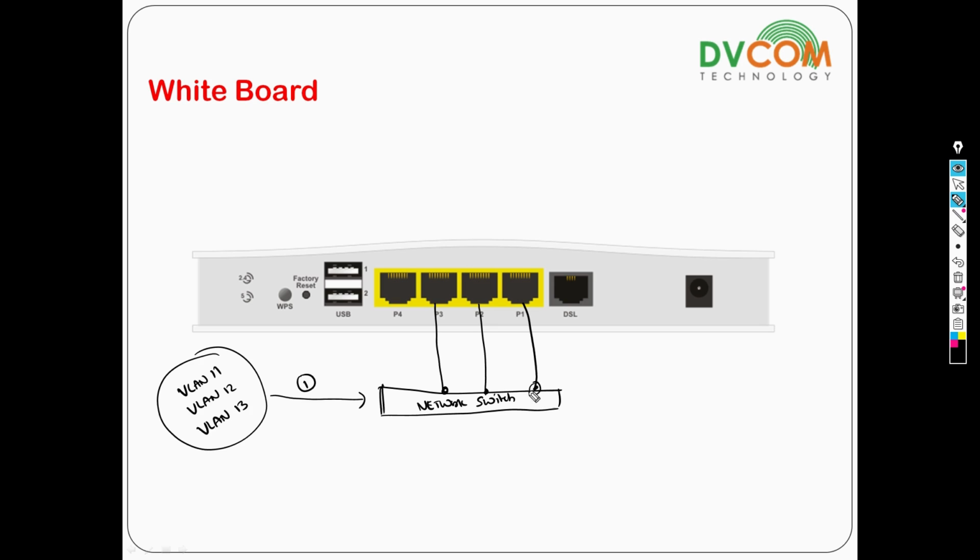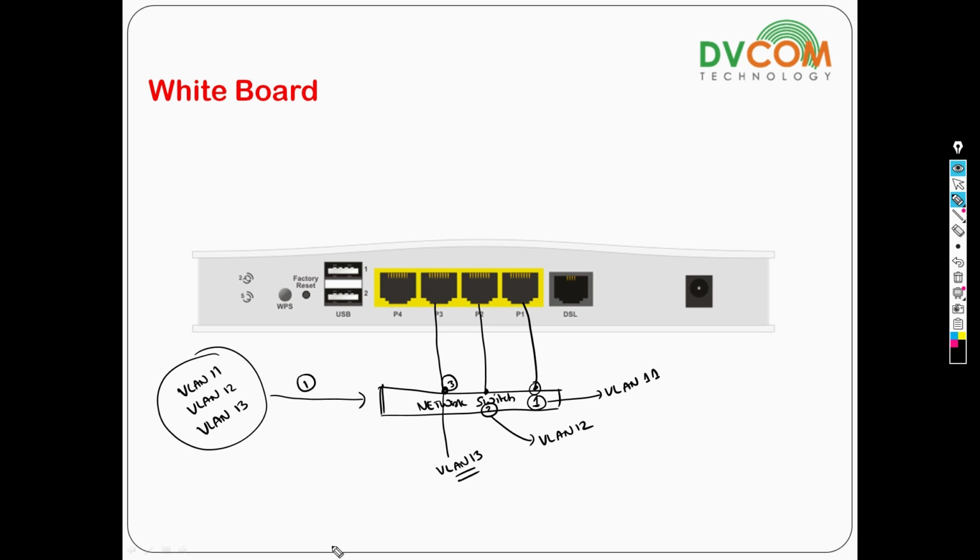Port number 1, for example, let's say I have connected on port number 1 of the router, and I connected on port number 1 in the switch also. So this port you can shift into VLAN number 11. And here port number 2 I have connected into port P2 from the router. So this you can shift into VLAN number 12. Port number 3, which is connected on port number 3 in the switch, this port I am going to shift into VLAN number 13.